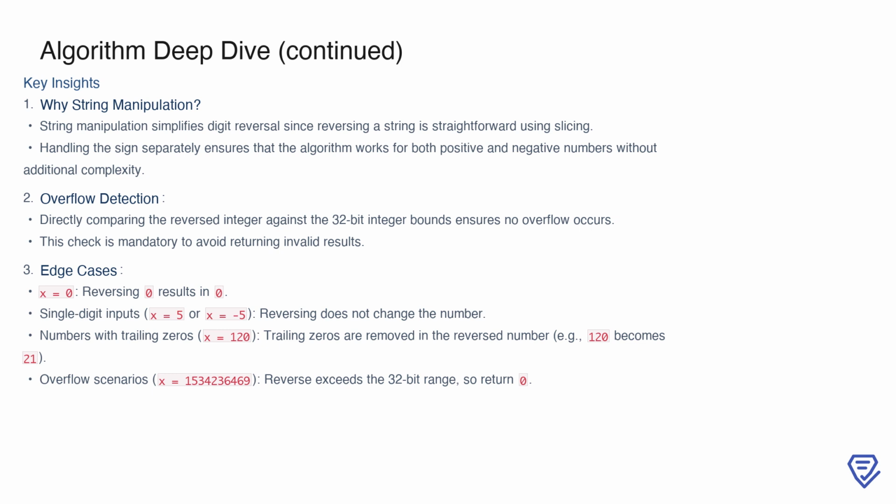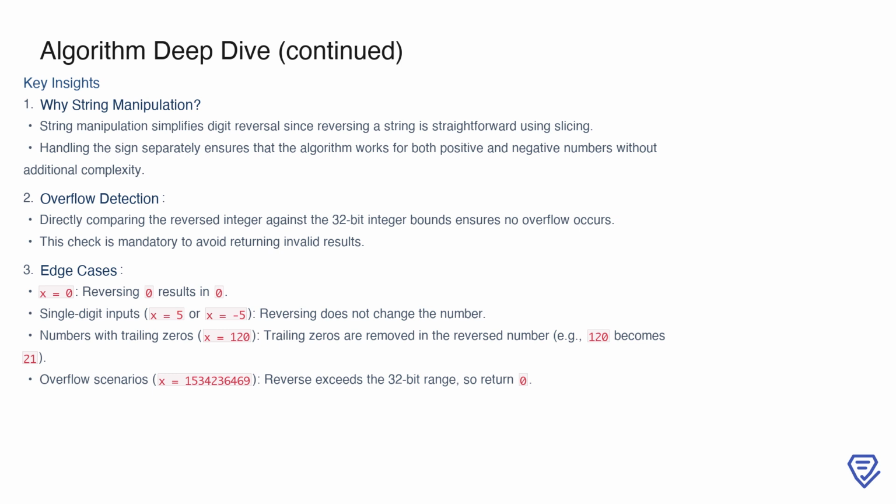Next, detecting overflow is a critical step. By directly comparing the reversed integer against the 32-bit integer boundaries, we ensure that no invalid results are returned. This safeguard is necessary for compliance with the problem constraints.